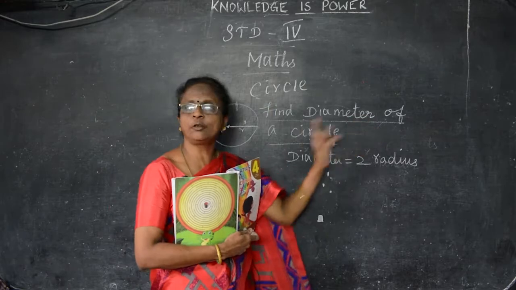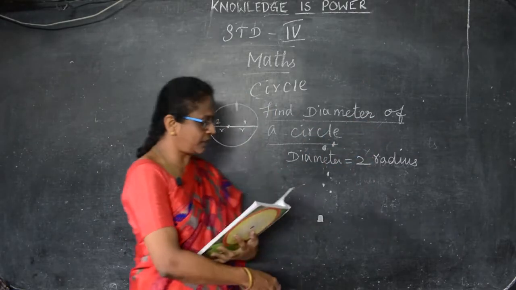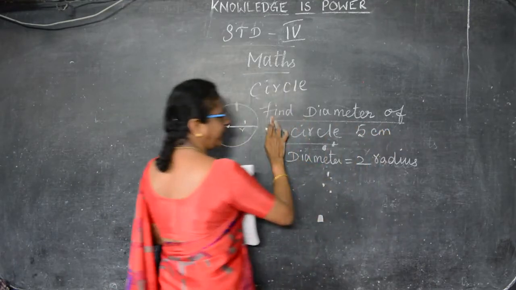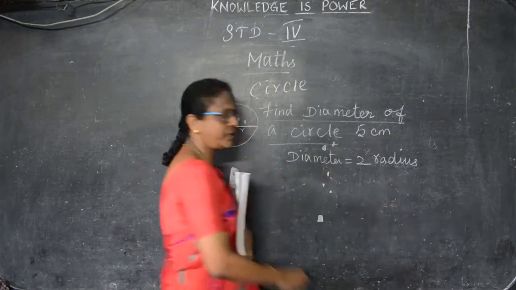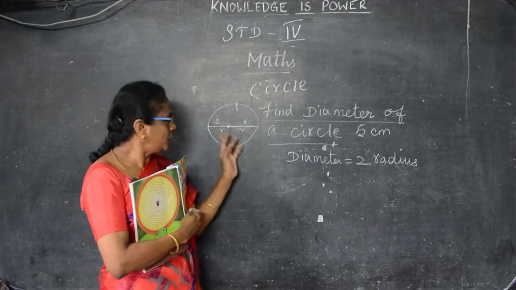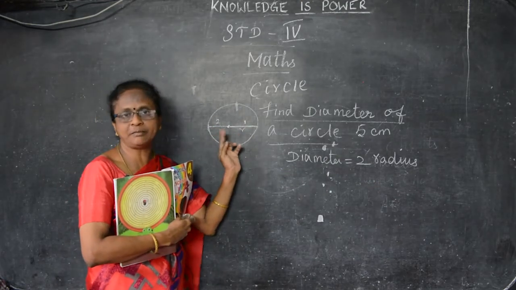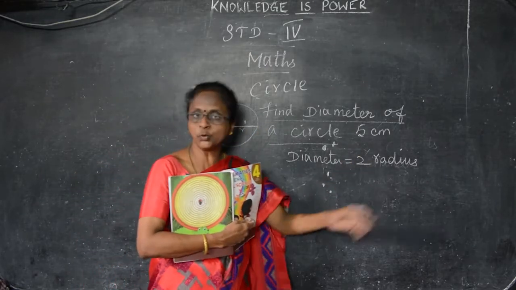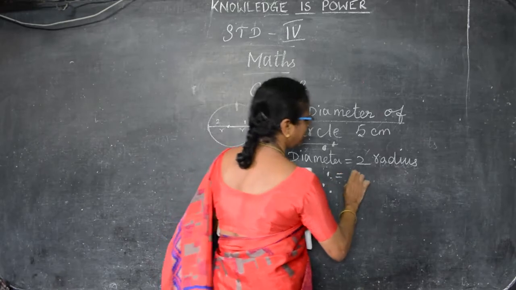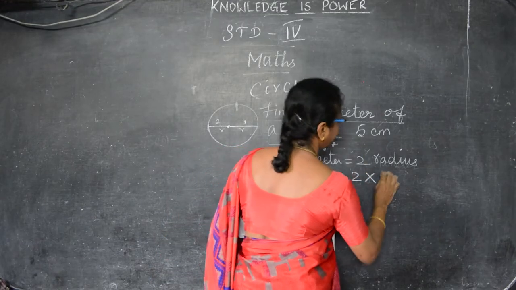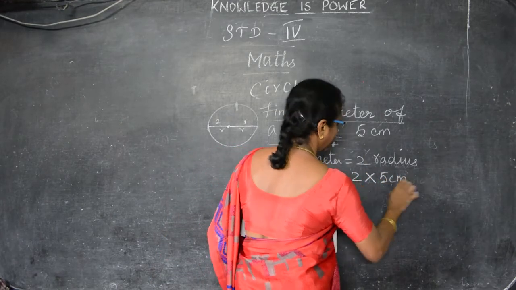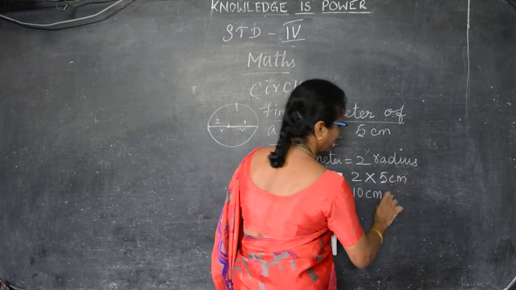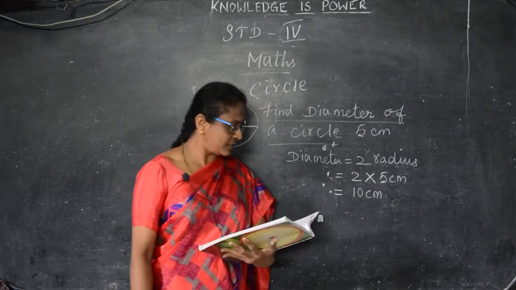Find the diameter of a circle. Suppose you are given 5 centimeter. Find the diameter of a circle with radius 5 centimeter. Diameter is 2 radius; on this side half and this side the other half. So diameter is equal to 2 radius, that is 2 multiply r. Radius is 5 centimeter. 2 fives are 10. 10 centimeter. Okay, this is the diameter.